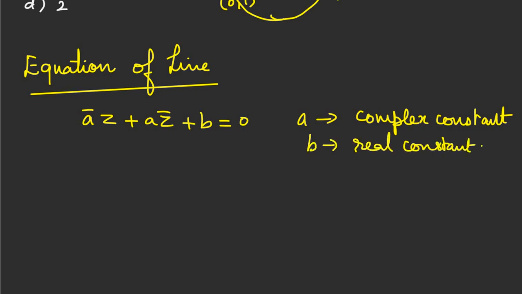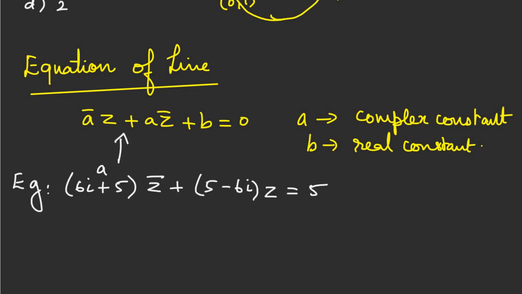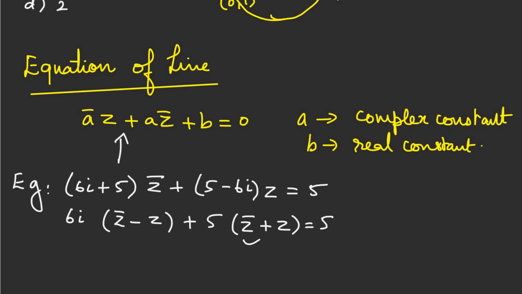How to identify it: the equation is equal to its conjugate. Now this can be further simplified: 6i into (z bar minus z) plus 5 into (z bar plus z) is equal to 5. Now z plus z bar we know is equal to 2x.